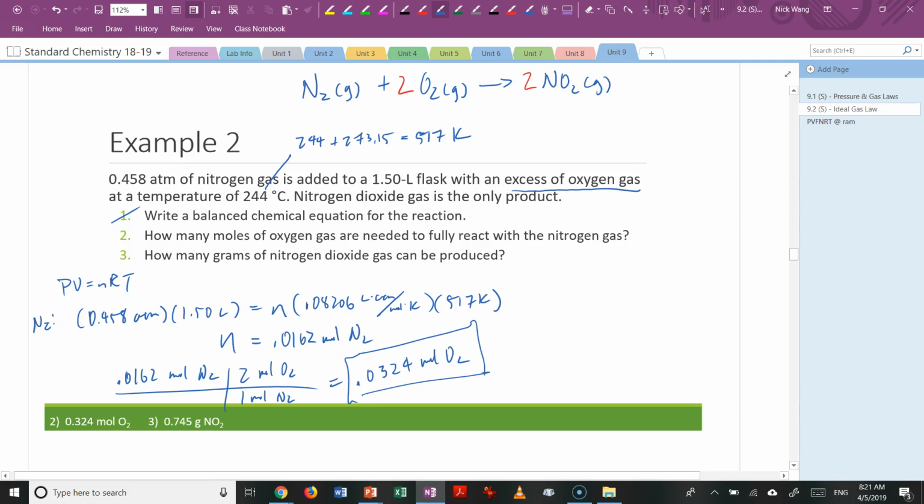The one that's 0.458 ATM, 1.50 liters, 244 degrees Celsius. So all the information right there gives us one nice clean number for the mole amount of O2. That takes care of number two.